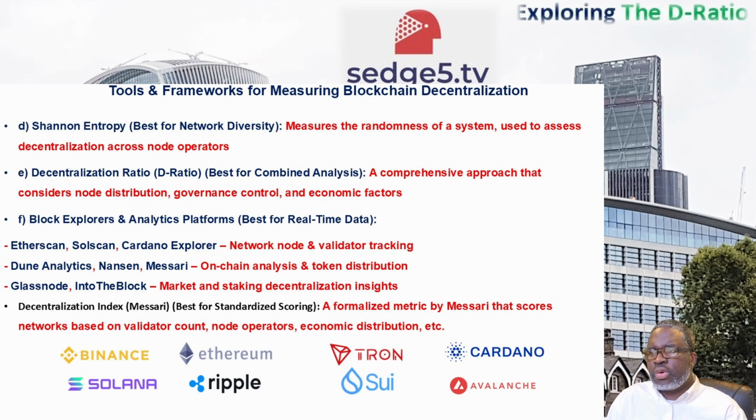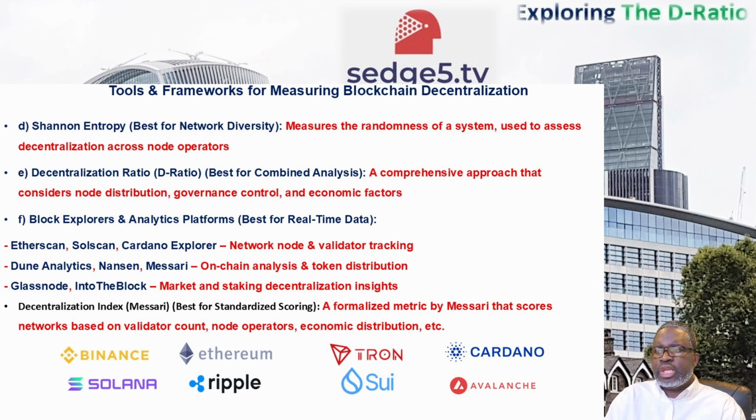And finally, in seventh, you've got the Decentralization Index by Messari. It's best used for standardized scoring. It is a formalized metric by Messari, a research firm within the crypto space, that scores networks based on validator count, node operators, economic distribution, and so forth. This is ideal for comparing different blockchains. So if you want to compare certain blockchains, for example Solana and Ethereum, to see which one is more decentralized, you can use the Messari Decentralization Index. And Messari do most of these things for you. If you are subscribed, which means it's a paid service, you will be able to access the Messari research reports, which I think they publish on a periodic basis.